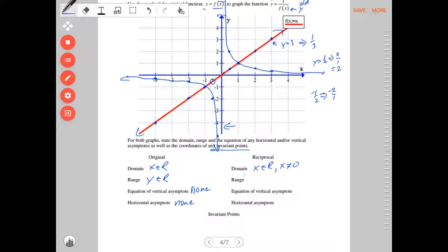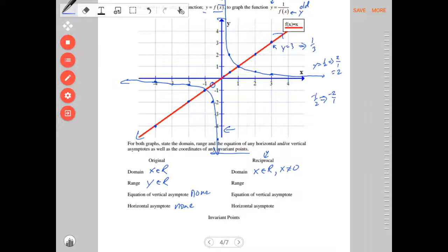Okay, back to the reciprocal graph, the one I drew in blue. The domain is x is an element of the reals, but x can't equal 0. The range is y is an element of the reals, but y can't equal 0 either. Now we have a vertical asymptote. I have a line that I get close to but never touch. This is going to go down forever and never touch that y-axis.